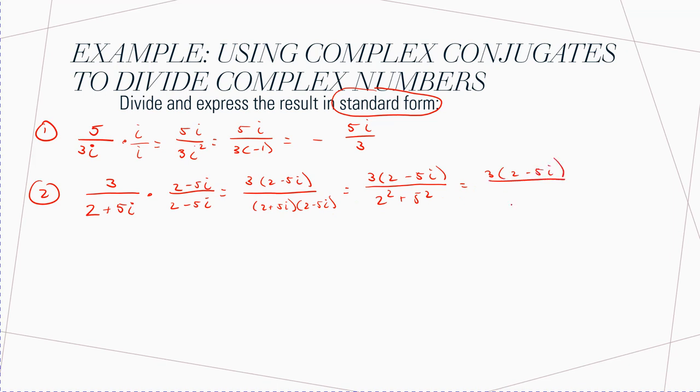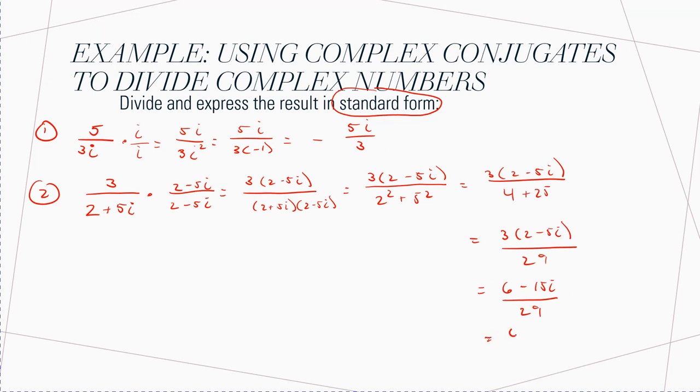So this is 4 plus 25. So that's 29. So what happens here is the 3 can't cancel here. So I'm going to distribute the 3. So this becomes 6 minus 15i over 29. And then your final step is you have to write it in standard form.